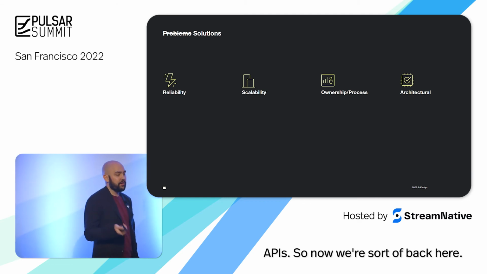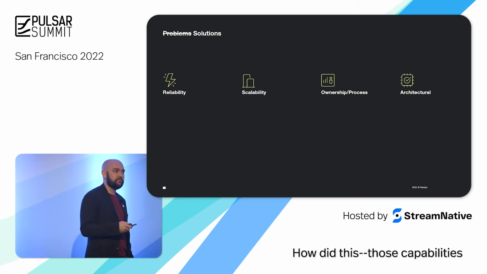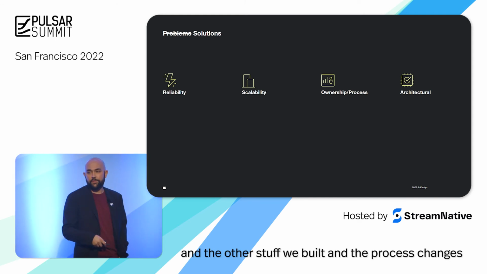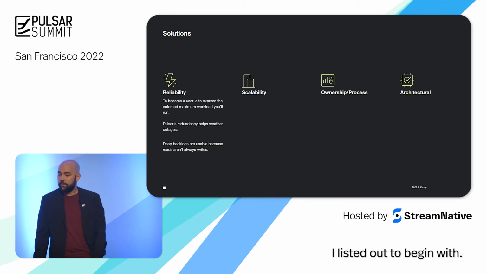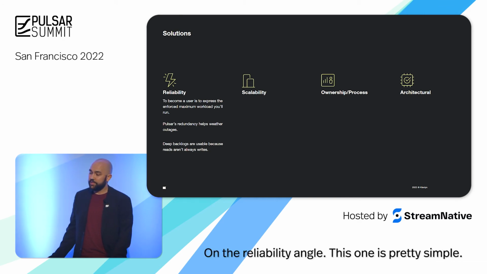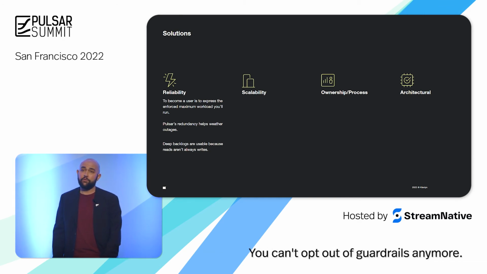So now we're back here. How did those capabilities and the other stuff we built and the process changes we made as a company help us solve the problems I listed out to begin with? On the reliability angle, this one's pretty simple. You can't opt out of guardrails anymore.